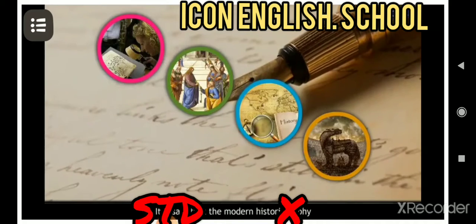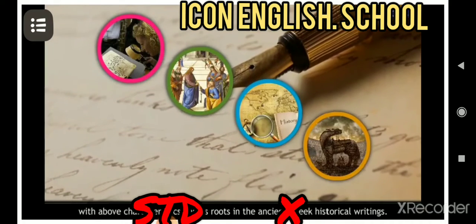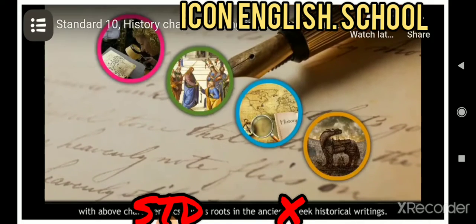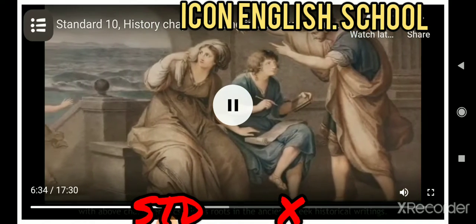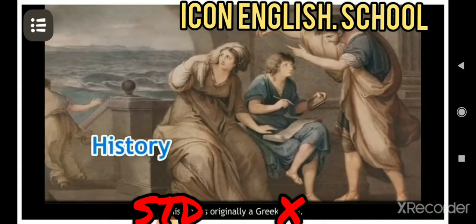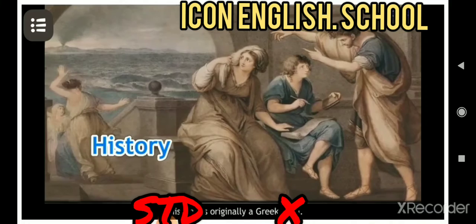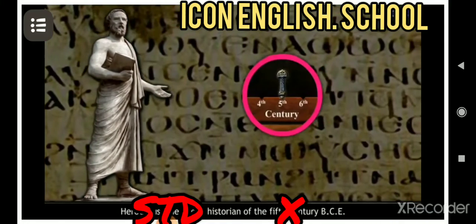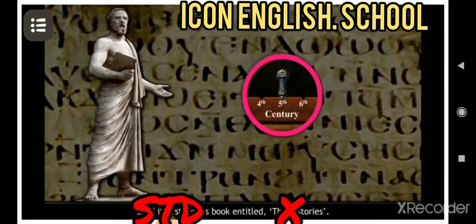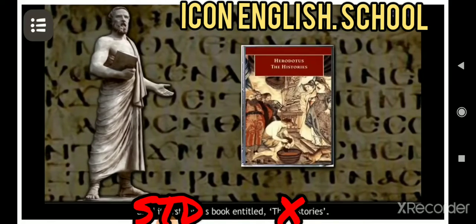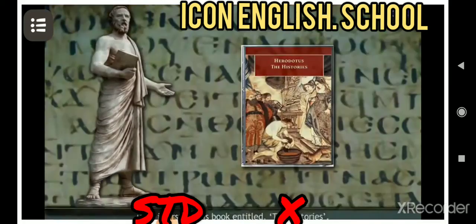It is said that the modern historiography with above characteristics has its roots in the ancient Greek historical writings. History is originally a Greek term. Herodotus, the Greek historian of the 5th century BCE, used it first for his book entitled The Histories.